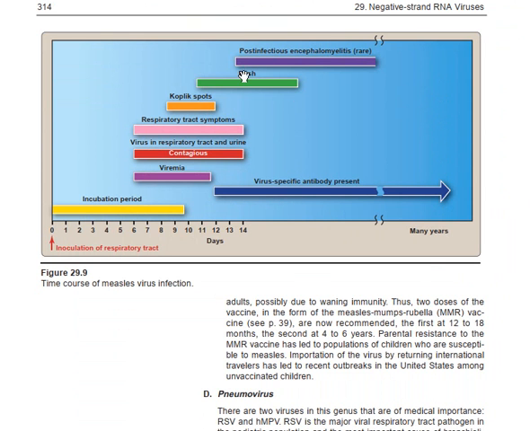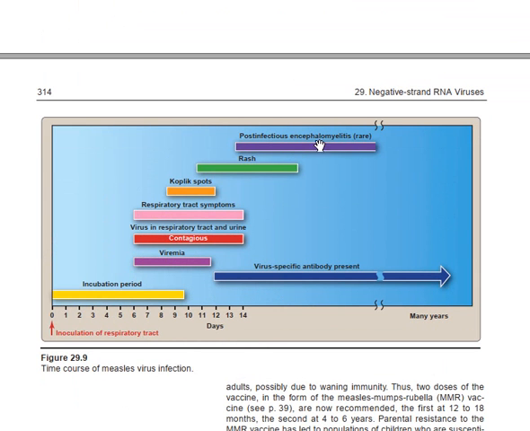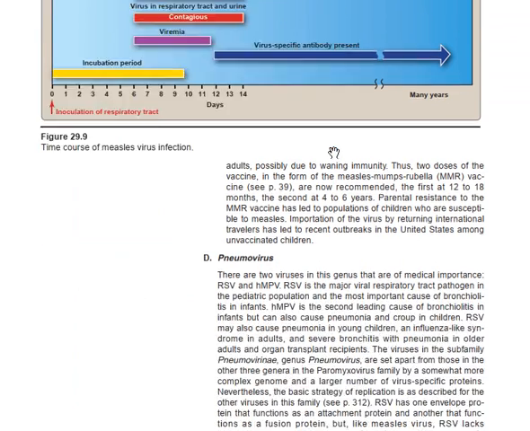So these are the different phases of the measles virus. We have an incubation period, then a viremia. With the primary viremia, you have the prodromal syndromes. With the secondary viremia, after the virus is in the respiratory tract and the urine, you have Koplik spots and all that. You have the rash, and the post-infectious encephalomyelitis, which occurs in very rare cases, 5 to 7 years after the infection has spread. Generally, after the infection, virus-specific antibodies are present.